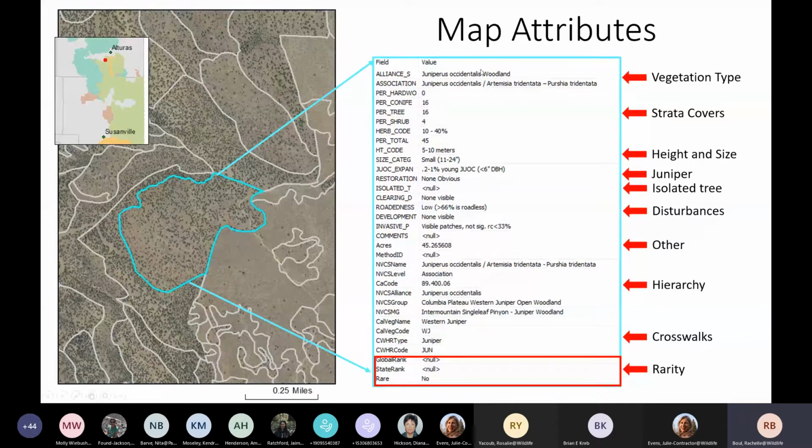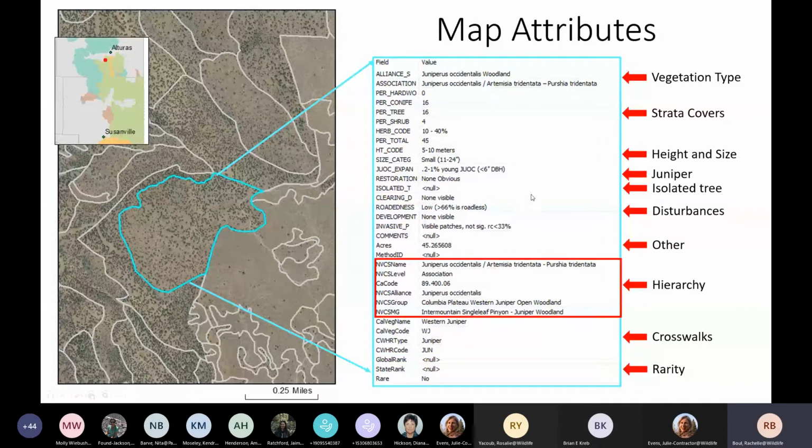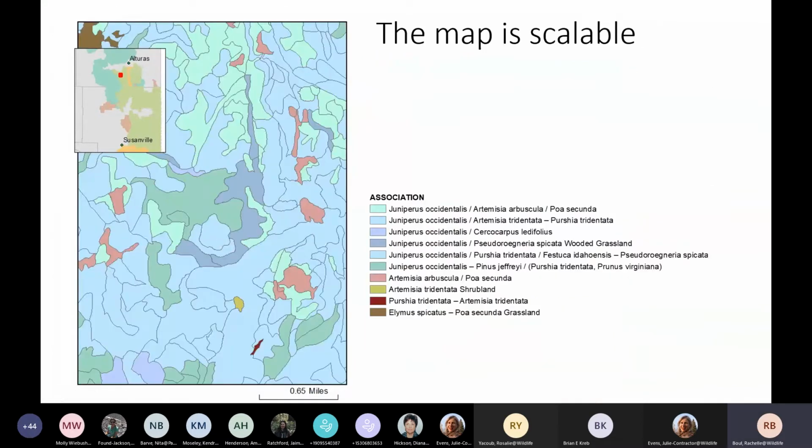I've already talked a lot about the vegetation type and how it's derived, but something that's related that I like to highlight is the hierarchy. As I mentioned before, the classification is hierarchical, which means it's scalable. And this feature, as I said, is embedded into the vegetation map. So this allows the users to scale the map to the level that is most useful for their purposes. For example, this map here is showing the landscape divided into the finest level available in the map. So this is association.